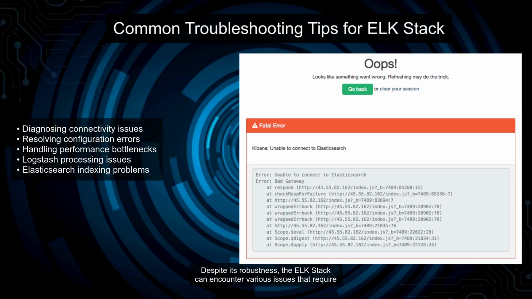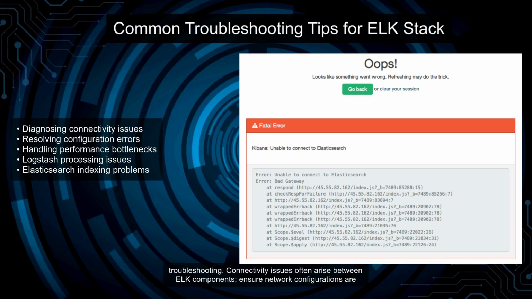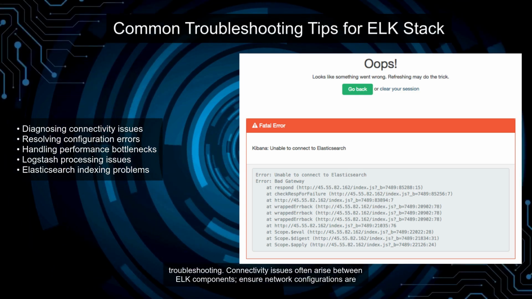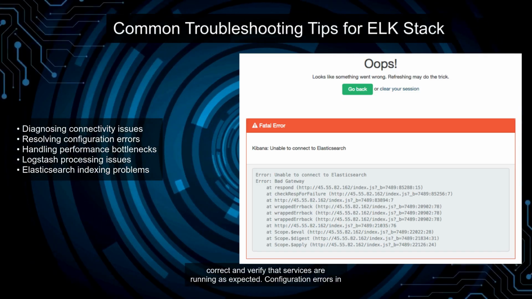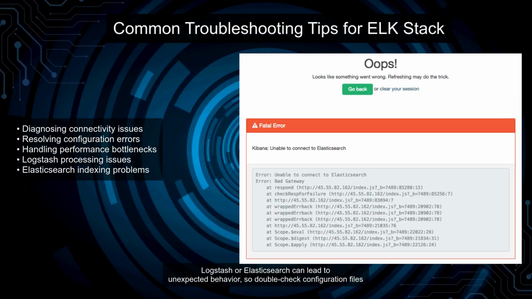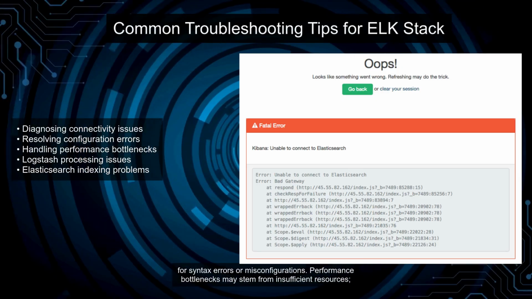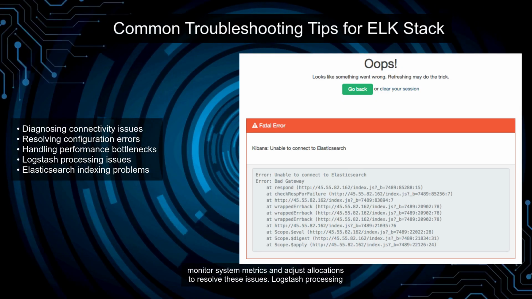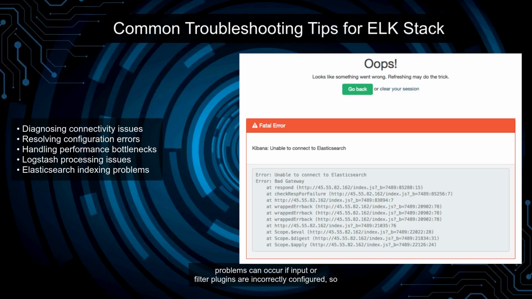Despite its robustness, the ELK stack can encounter various issues that require troubleshooting. Connectivity issues often arise between ELK components. Ensure network configurations are correct and verify that services are running as expected. Configuration errors in Logstash or Elasticsearch can lead to unexpected behavior, so double-check configuration files for syntax errors or misconfigurations. Performance bottlenecks may stem from insufficient resources. Monitor system metrics and adjust allocations to resolve these issues.